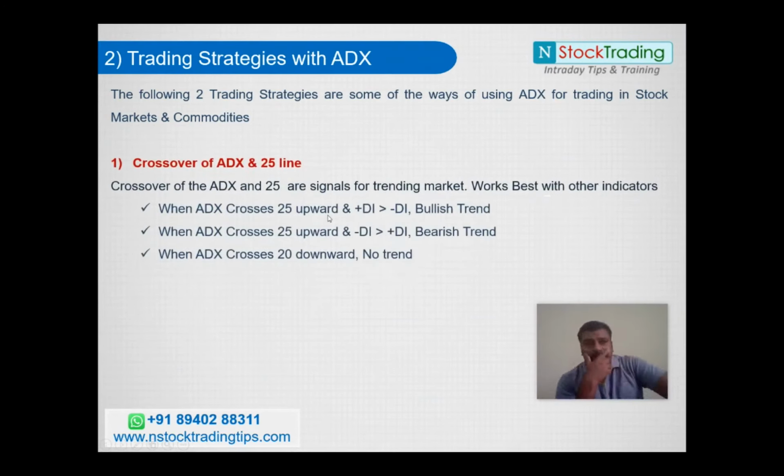Now, this strategy is very simple. On the ADX, we draw a line at 25, which is the benchmark or threshold level. When ADX crosses 25 upwards and plus DI is greater than minus DI, it means there is a strong bullish trend. And again, when ADX crosses 25 upwards and minus DI, the negative DI, is greater than the positive DI, there is a strong bearish trend. When ADX crosses downward, there is no trend. So this particular strategy helps us to identify whether there is a strong bullish or bearish trend.